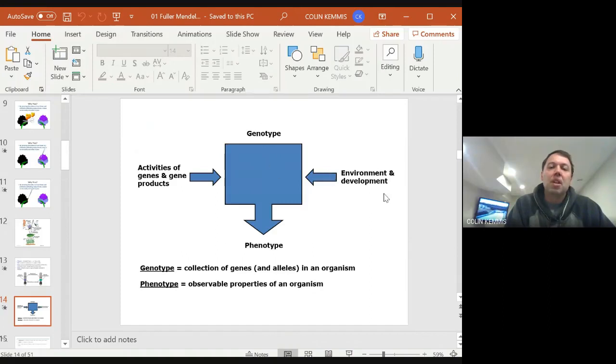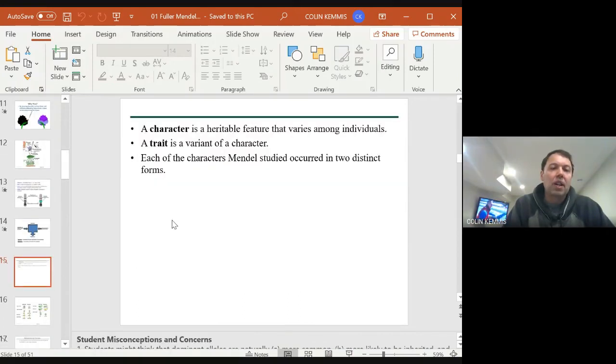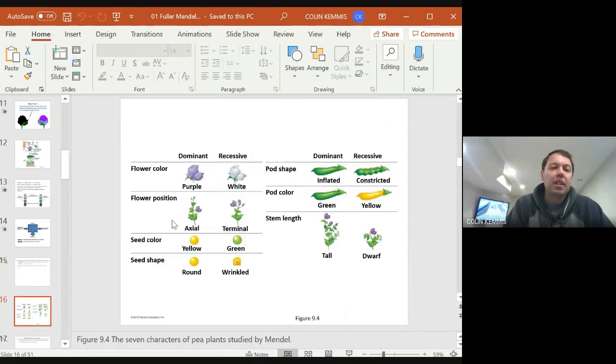Okay, the environment and development can also play a role in what you look like and how you behave. And then the activities, genes, and their gene products, this is what's going to happen inside of your cells to make you look this way or start to behave that way. Here's the character and trait again. And then here's the main chart.